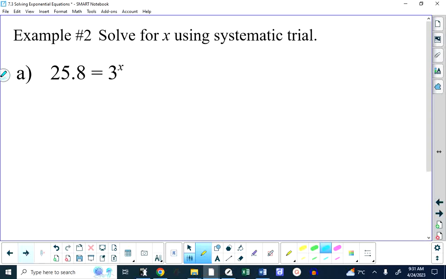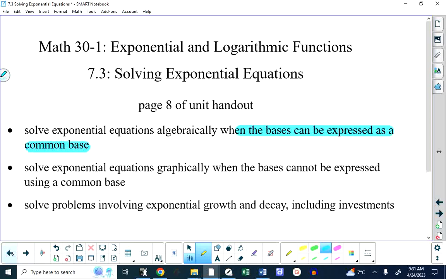This is an equation where there's no common base possible. So the method we're going to look at for solving this today is kind of a clunky method, but later on when you know about logarithms, you can come back and you can solve this exactly. All right, so going back to the objectives, if the base can be expressed for everything as a common base, we're going to use a particular method. If it cannot be expressed, then we can do one of two things. We can solve them graphically, or we can solve them using kind of a trial and error, which is a very, very clunky method. Okay, we'll get to that.